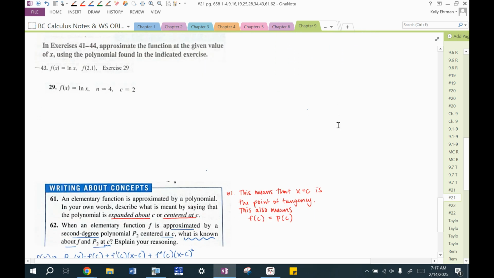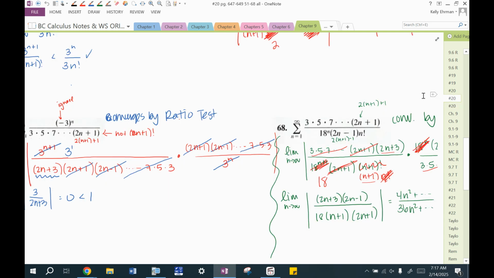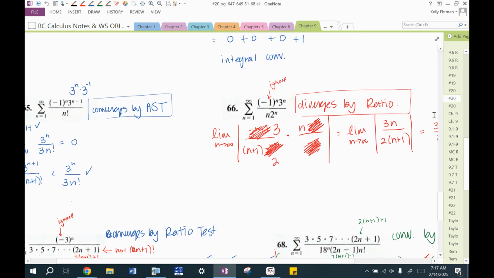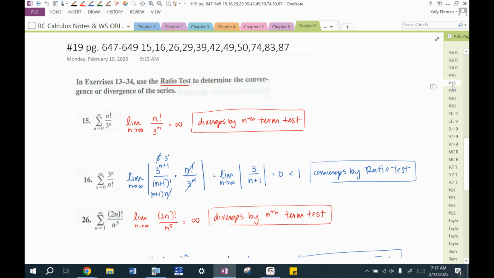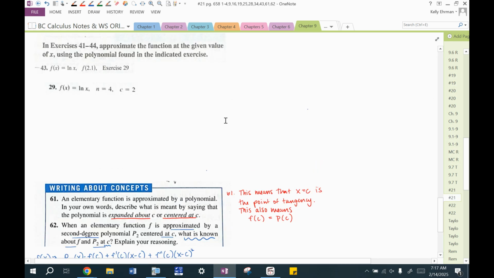All right, let's take a look at this next problem. It says, approximate the function at the given value of x using the polynomial found in the indicated exercise. And I have not done exercise 29. Maybe I did it in number 20. Did I? Let's check this. Did I do 29? Nope. Did I do it in 19? Oh, no, because we haven't done that yet. So, yeah, we have not done exercise 29. So the first thing is find the polynomial in 29 so that we can work on this.